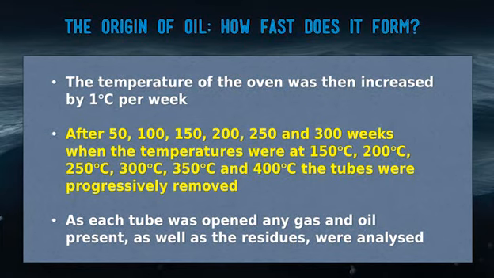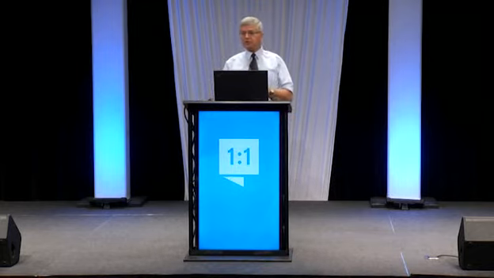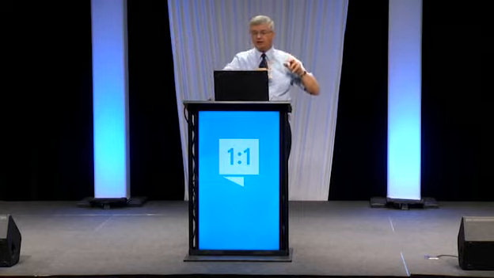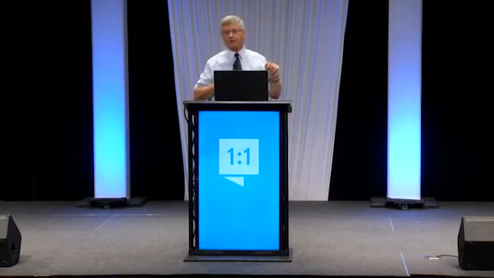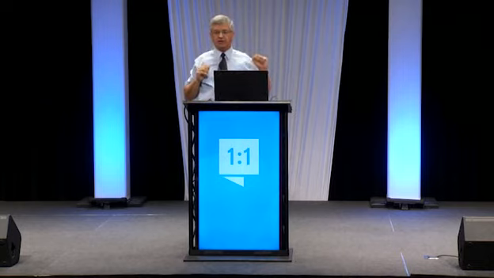After 2 years, 200 degrees. 3 years, 250. 4 years, 300. And so they went on for 6 years. And after each year, they opened the oven, took out one of those tubes, and then kept on heating the other ones so they could compare the results at 150 degrees after 1 year, 200 degrees after 2 years, 250. You get the picture?